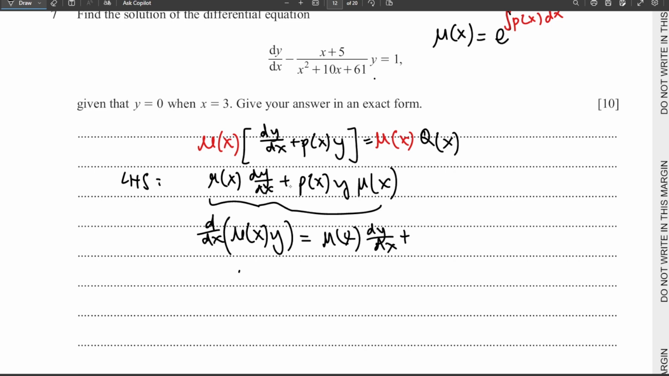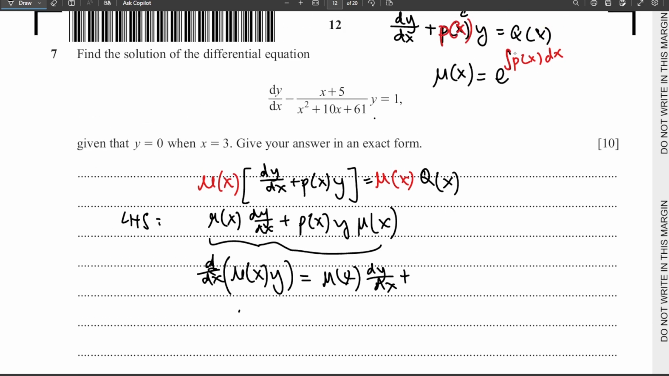Then we differentiate the integrating factor. Because it's e to the power of the integral of p(x), to differentiate an exponential function, you just leave it. You just leave the mu(x), but we need to take the derivative of the inside function, which is the power, and multiply by the derivative of that. The derivative of an integral is just the integrand, which is p(x), and then of course we leave the y.